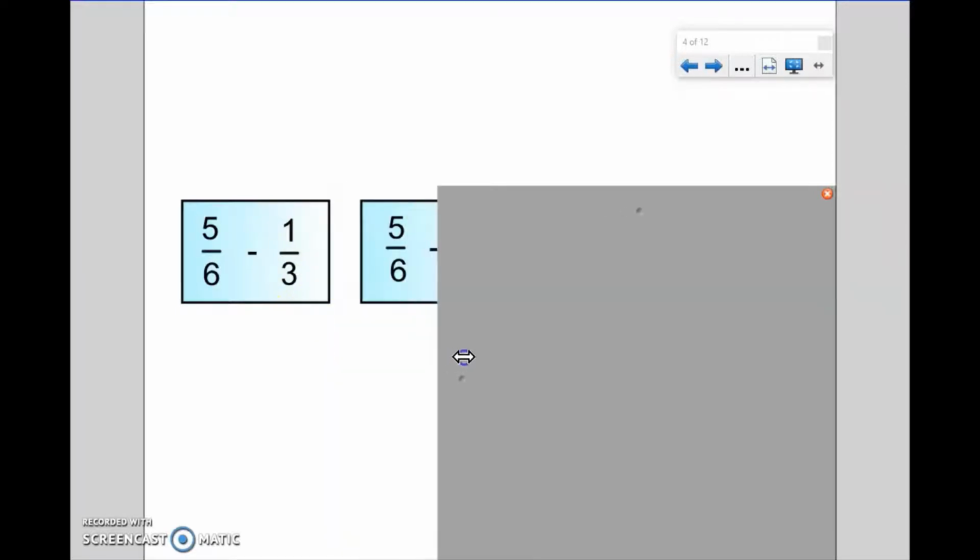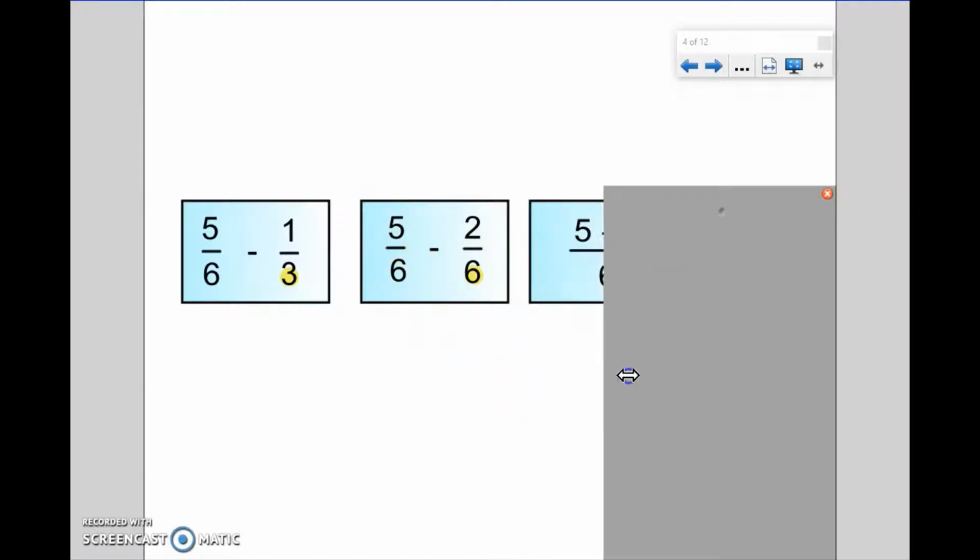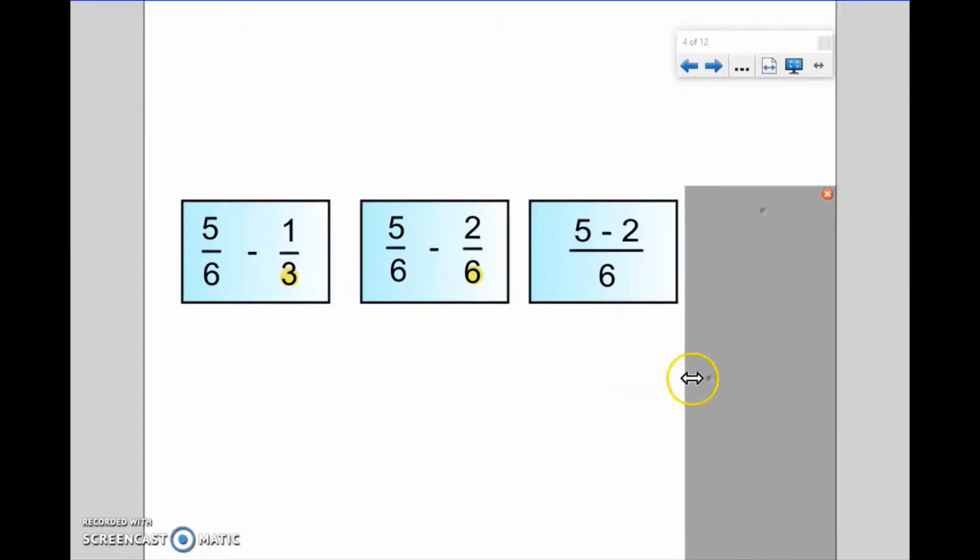So I'm going to change my question to look like this. So the 5/6 has not changed. To get from 3, I've multiplied by 2 to get this denominator of 6, which is exactly what I've done to the numerator here. 1 times 2 is 2. Now I'm left with a question where both my denominators are the same, so I can do the subtract. 5 minus 2 is going to give me 3.